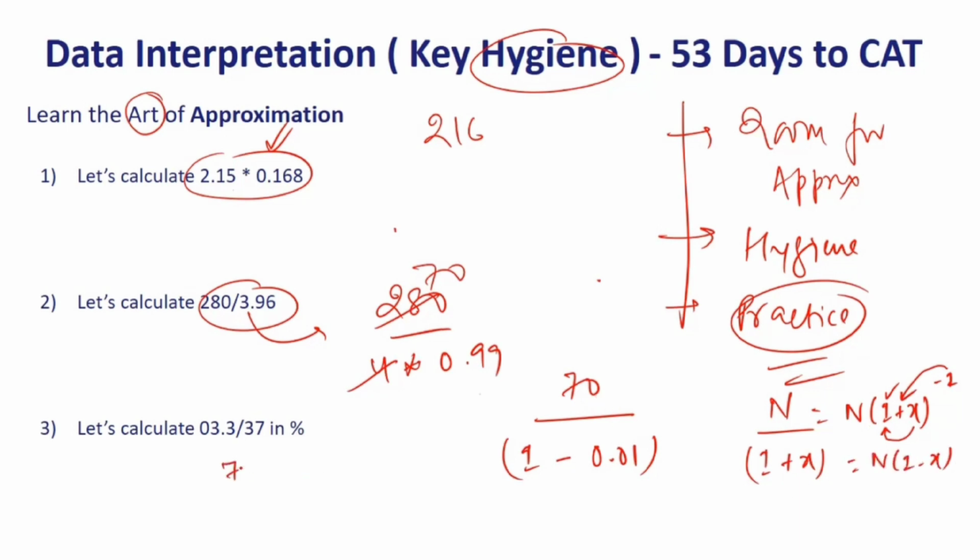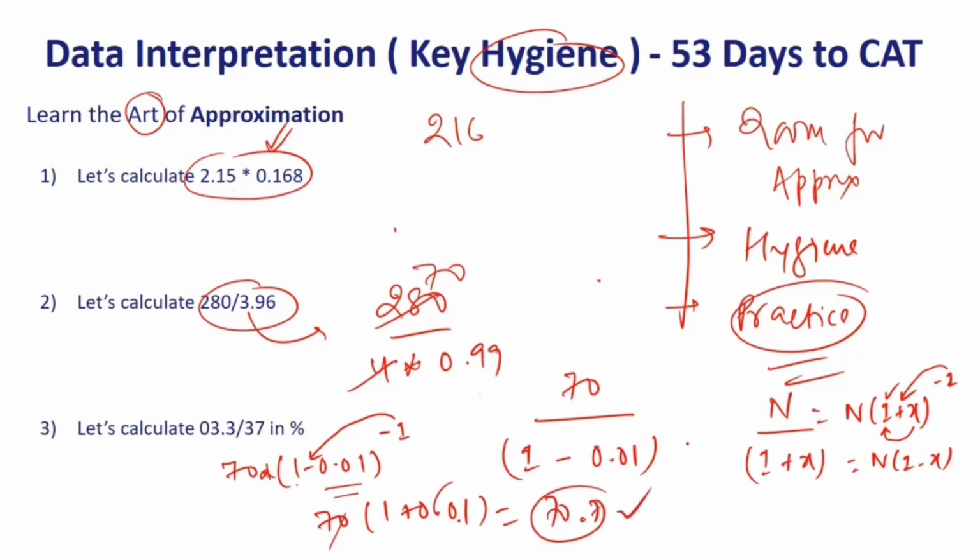In this example, 70 upon 1 minus 0.01 can be written as 70 into 1 minus 0.01 raised to the power minus 1. Since 0.01 is very small as compared to 1, I can multiply this minus 1 here, and this becomes 70 into 1 plus 0.01. So this becomes 70 into 1.01. 70 into 1.01 will be 70, plus if you multiply it here, this 7 goes and this becomes 0.7. So 70.7 is your final answer. I hope this is also clear to you.